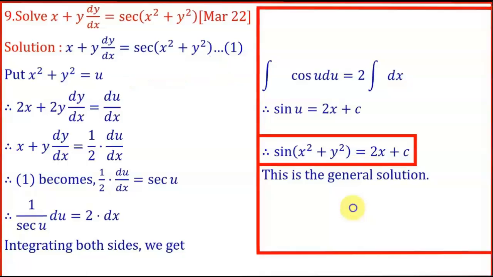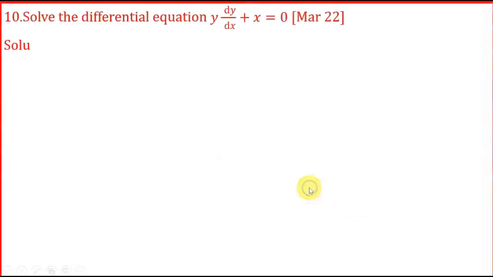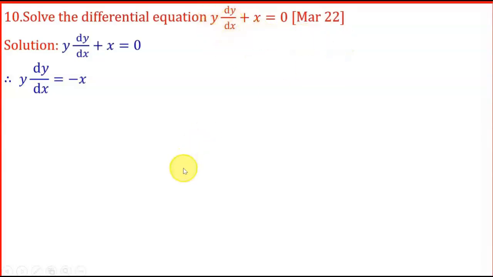Okay. Now, next example. Solve the differential equation y into dy by dx plus x is equals to 0. Again, shift this x to the right hand side, it will become minus. Again, apply the variable separable form. Shift this dx to the right hand side, then it will become y dy is equals to minus x dx.